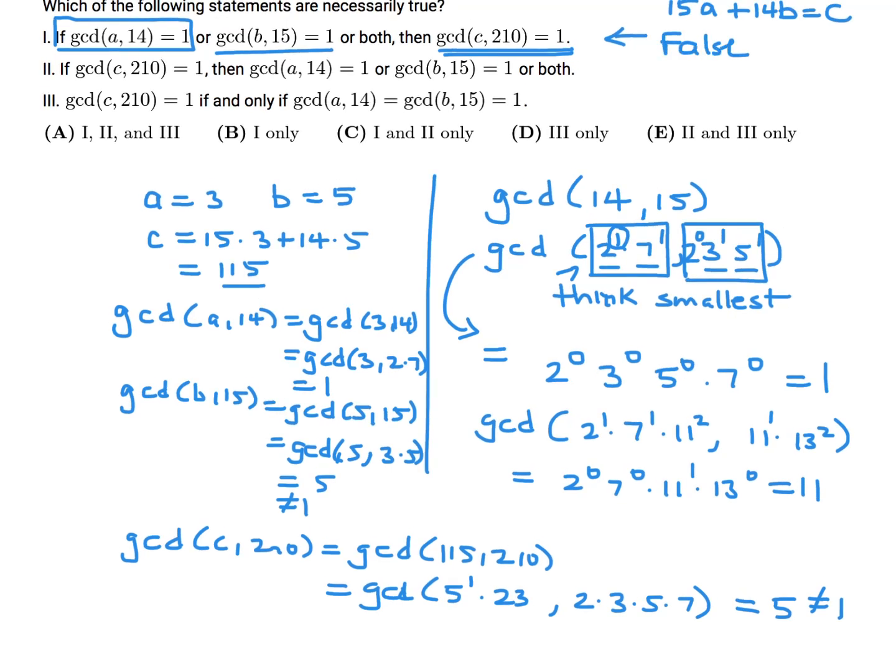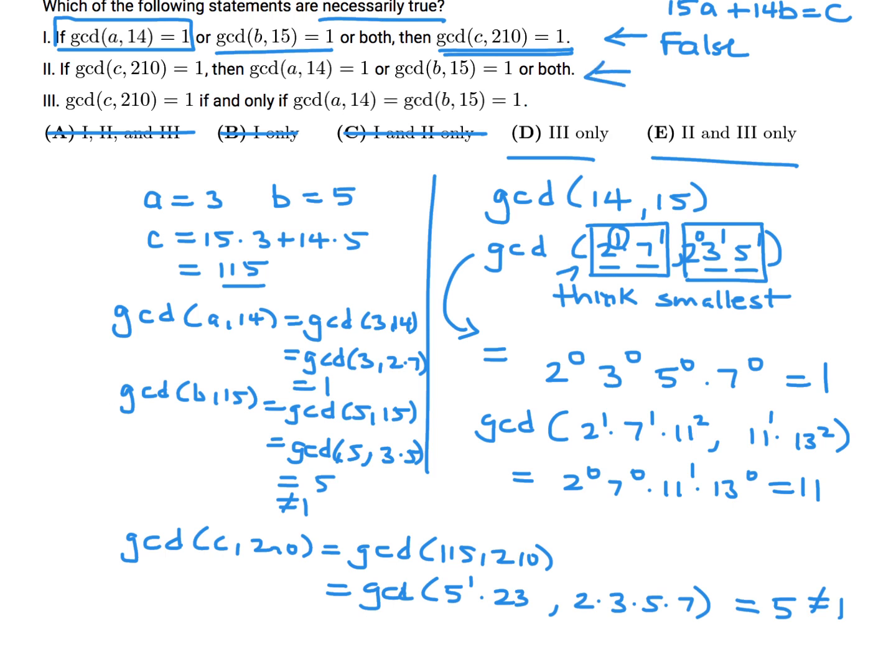So that's false. So that means we can look at the answer choices and eliminate. We can eliminate A, we can eliminate B, and we can eliminate C, because they're saying which of the following is true. So now we're just down to D and E.